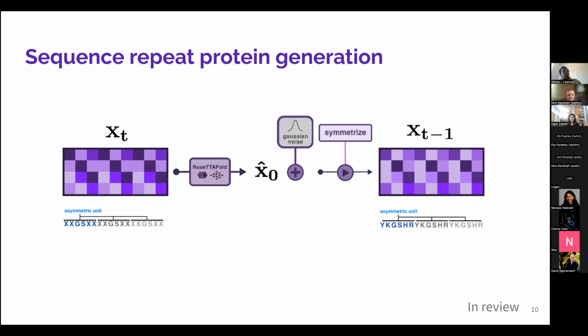Okay, so then moving on, I'll talk about sequence repeat protein generation. How we made these sequence repeat proteins is actually very intuitive. We literally take the asymmetric unit after the model predicts x0, and we copy it over N times, say if you want an N repeat protein. From there we noise and we get xt minus 1. And by doing this iteratively, we get repeat proteins.